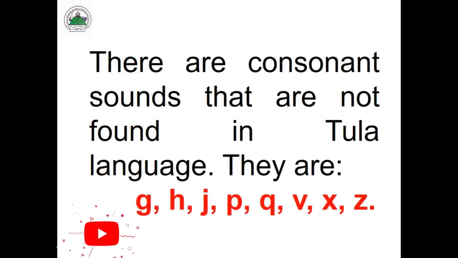There are consonant sounds that are not found in Tula language. Like we said, these are the consonant sounds that we don't have in our orthography, we don't have them in our alphabet, and we don't use them whenever a Tula man speaks. So these are G, H, J, P, Q, V, X, and Z. So we don't have these consonants in our orthography and in our alphabet.